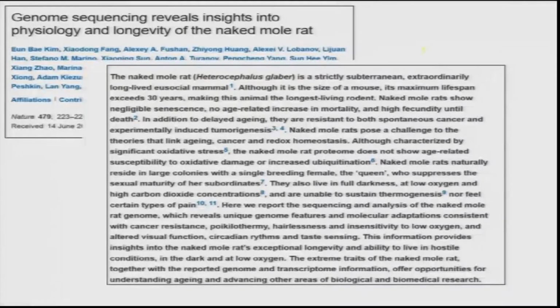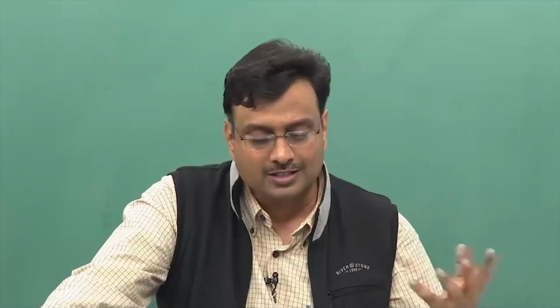Naked mole rats naturally reside in large colonies with a single breeding female, the queen, very similar to what you see in honeybees, who suppresses the sexual maturity of her subordinates. Therefore, she remains the main female who is reproducing. They also live in full darkness at low oxygen and high carbon dioxide concentration because they live in burrows, and are unable to sustain thermogenesis or feel certain types of pain. It all fits, because when you feel cold, you shiver. Shivering is a physiological response to lowered body temperature. They don't show such shivering when you bring down the temperature, and they don't feel pain either. So it is a gifted organism which has, whatever we think they should get rid of, they could get rid of, what is there in the genome.